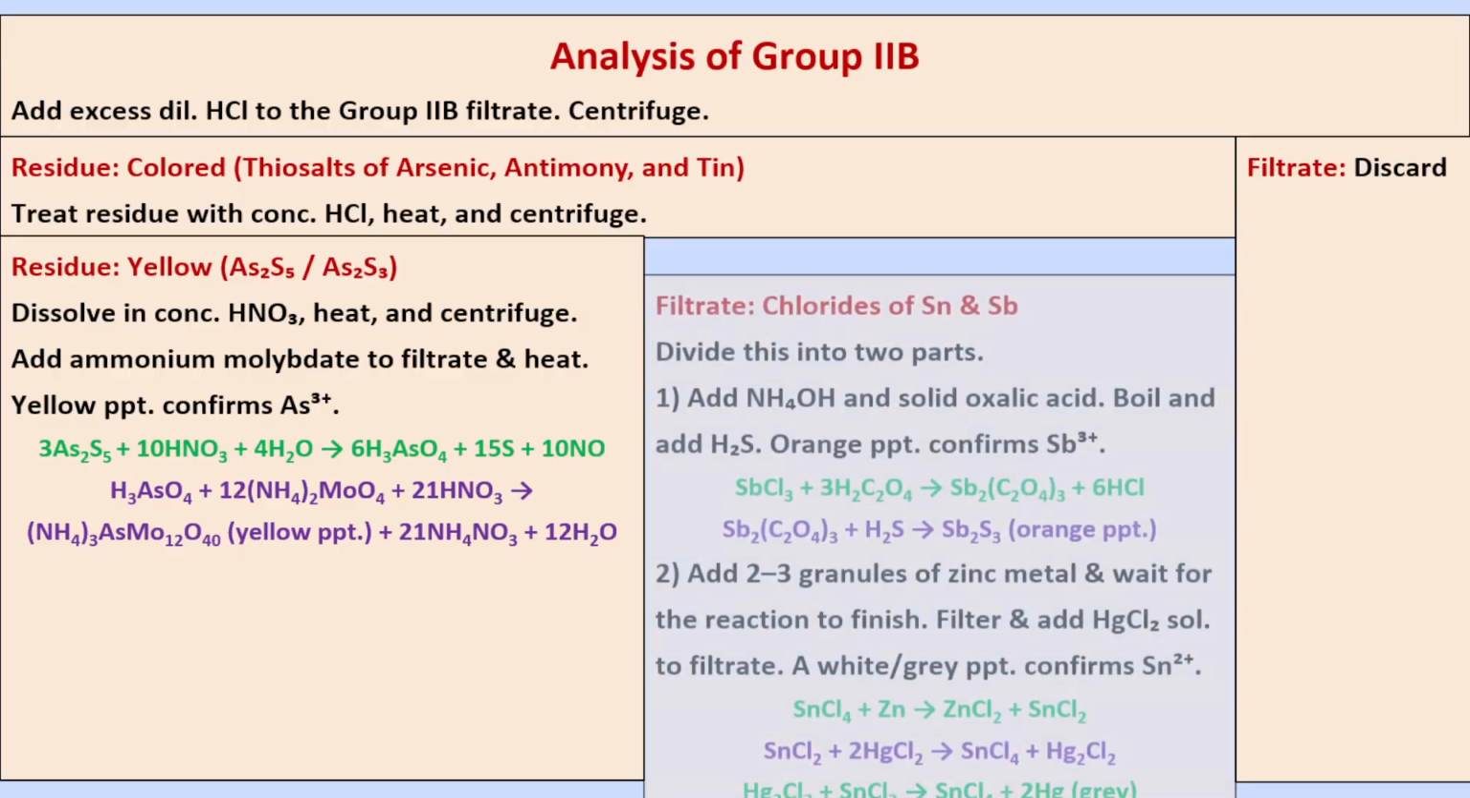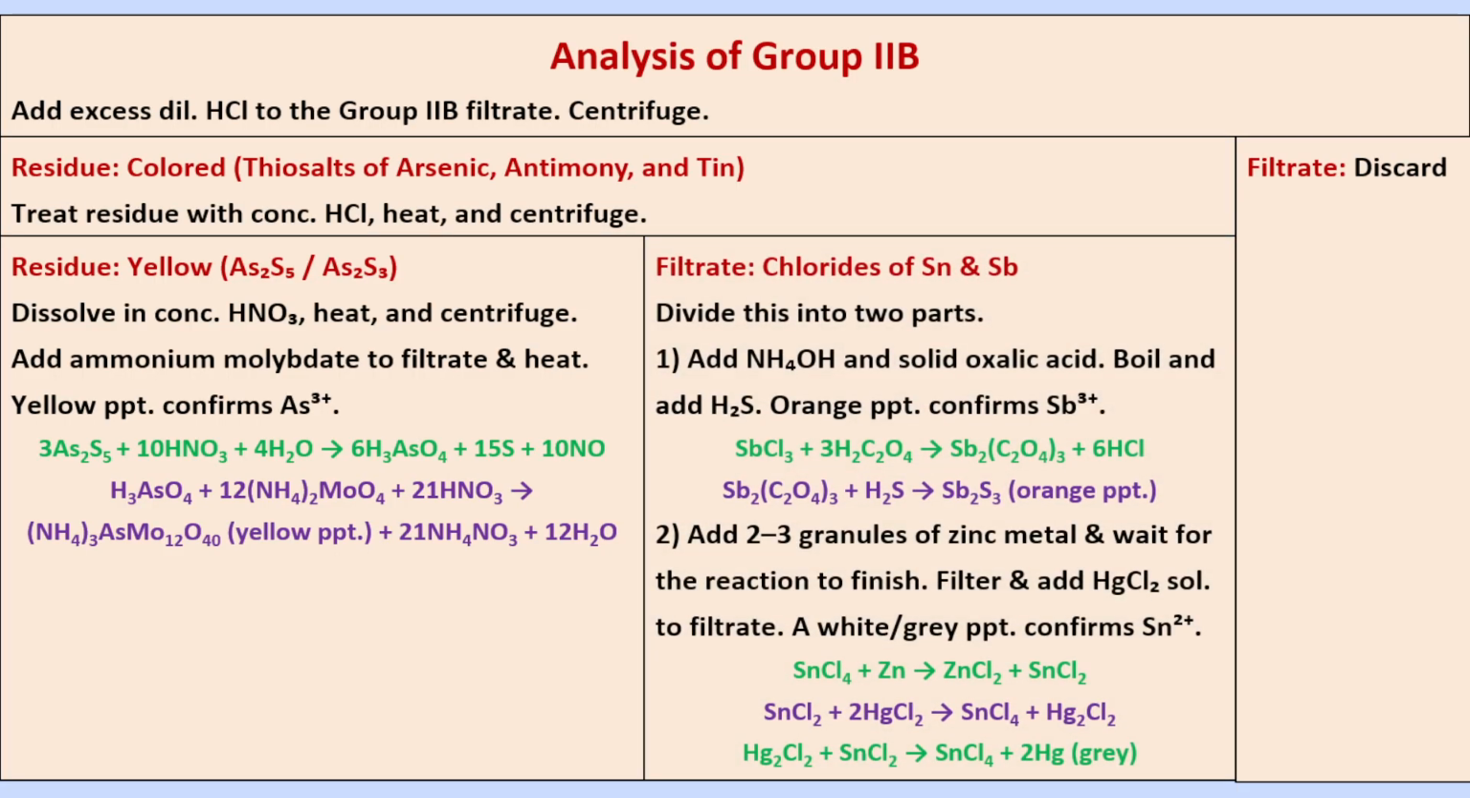Now examine the filtrate obtained after removing arsenic, which may contain chlorides of tin or antimony. This solution is divided into two equal parts for confirmatory tests. Let us perform the test for antimony first. To the first part, add ammonium hydroxide followed by a small amount of solid oxalic acid. Boil the mixture and then pass H2S gas. The formation of an orange precipitate confirms the presence of antimony.